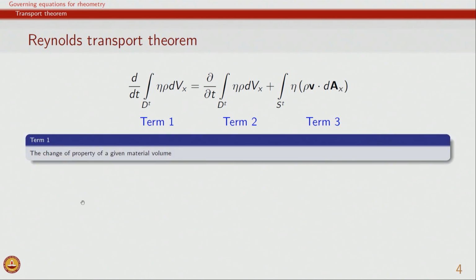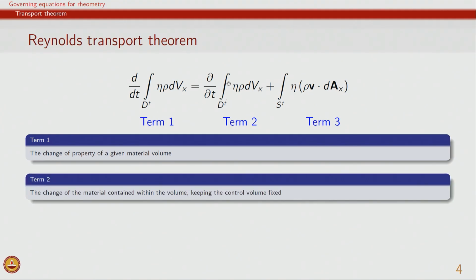The first term is the rate of change of the property for a given material volume. We denote it using D superscript t, because this is a function of time. Given that there are processes taking place in the material, and due to deformation, expansion, contraction, this will not remain the same, and therefore the volume itself is a function of time. And so this is now related to two terms, one of which is the partial derivative of this integral. So we can exchange the integral and the partial derivative sign, and it becomes the derivative of this quantity itself. So this is the change of material contained within the volume, keeping the control volume fixed.